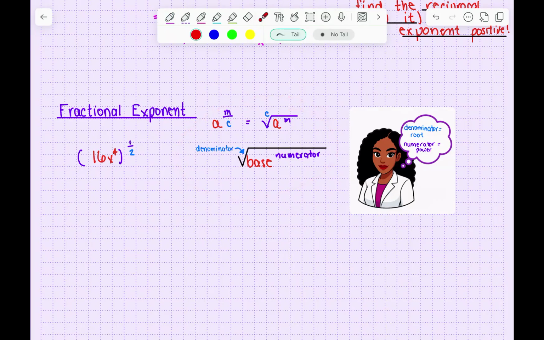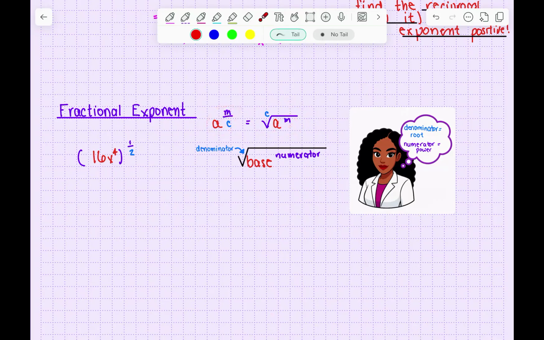So the fractional exponent says, when you have something with a root sign, it's called a radical. Just paying attention to this, we have a to the power of a fraction, so it's a fractional exponent. You rearrange it to look like this, okay? The denominator of the fraction goes in the root place, the base goes under the root sign, and the numerator goes next to the base.